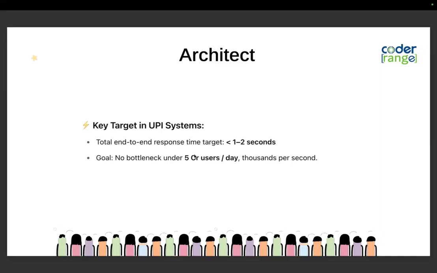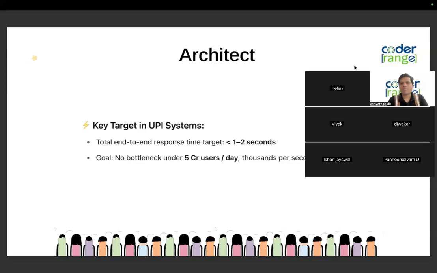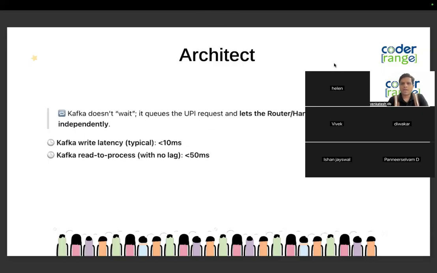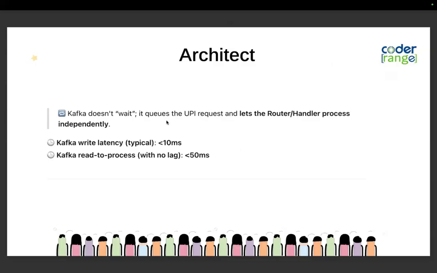We'll just start with this. What key metric will the architect have in the UPI system? The total end-to-end response time that he will target is between 1 to 2 seconds. And the bottleneck under 5 crore users per day should be handled very fast. No bottleneck should be there. And also Kafka doesn't wait. It queues the UPI request and lets the router handler process independently. So the Kafka write latency is very important.